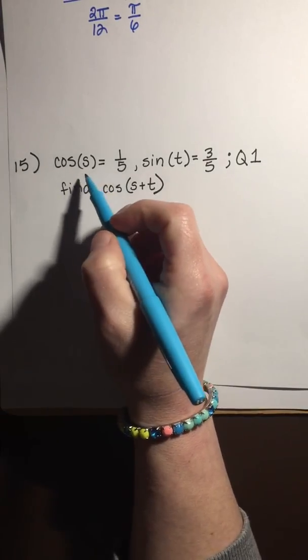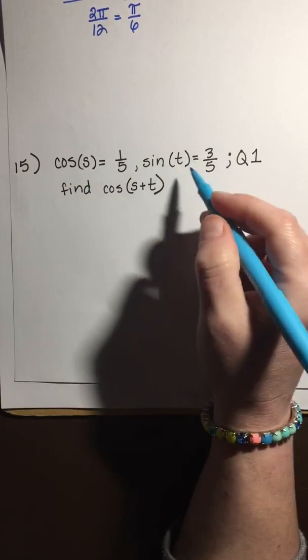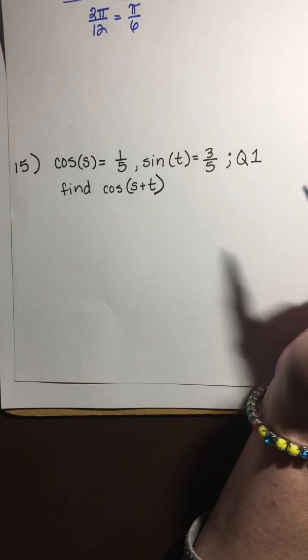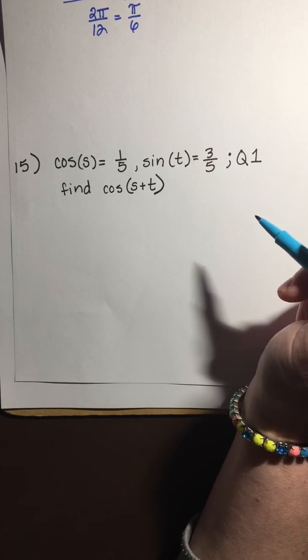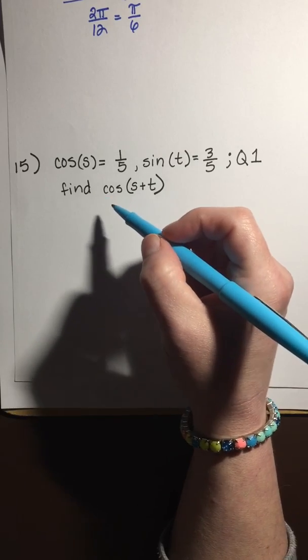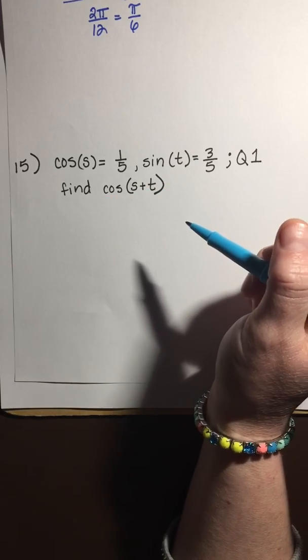So we've got the cosine of s is 1 over 5, and the sine of t is 3 over 5. We know that they're both in quadrant 1, so that's fabulous. Everything is positive. They want us to find the cosine of s plus t.